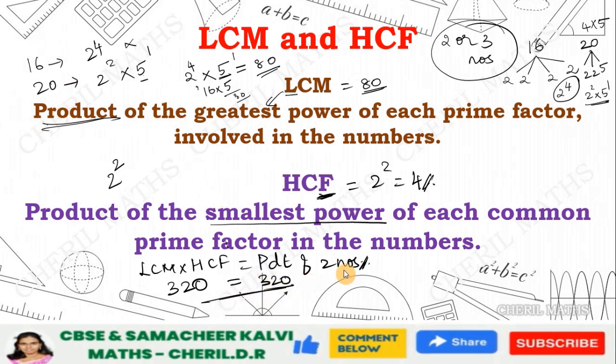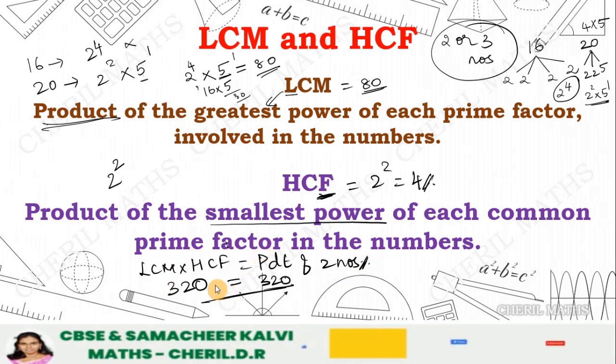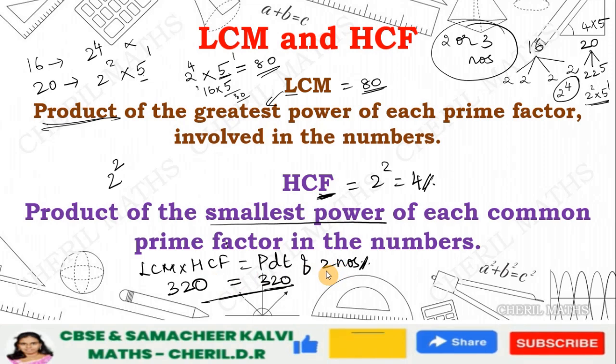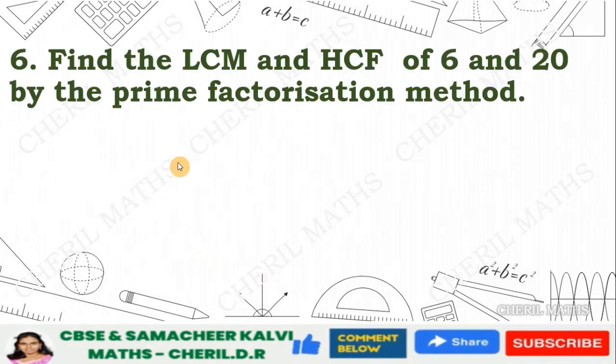Have you got it correctly? Yes. So this is how you will be able to generalize that LCM into HCF is equal to the product of the two numbers. So I hope you understood about LCM and HCF. So now we can get into the sum related to this LCM and HCF.